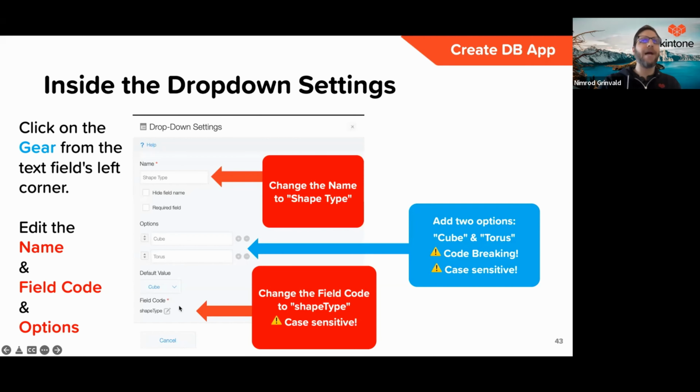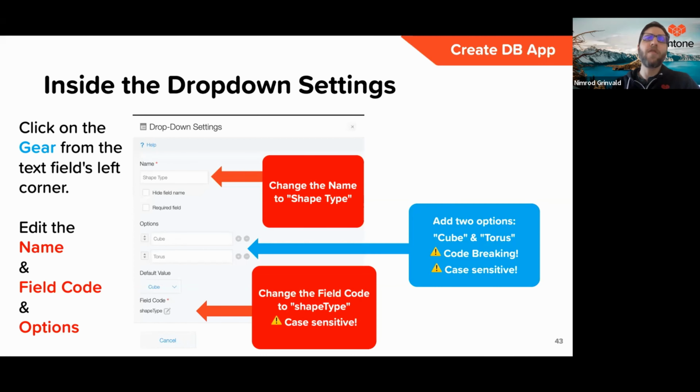Another exact match that you will need is in this area called field code. Okay. The field code is our behind the scenes unique identifier for this field that our code references in order to make things work. Please change that field code to shapeType, camel case, like we're seeing right now, which is with a lowercase s and a capital T, shapeType.